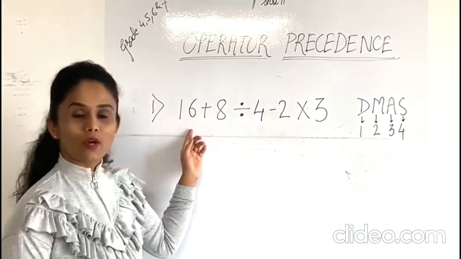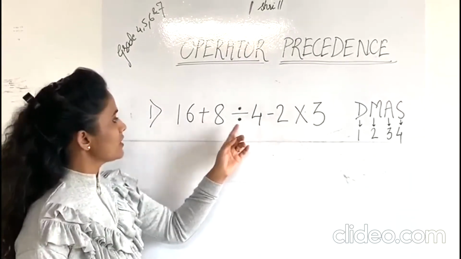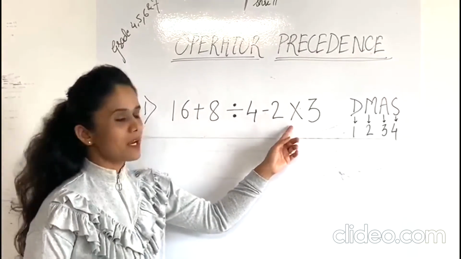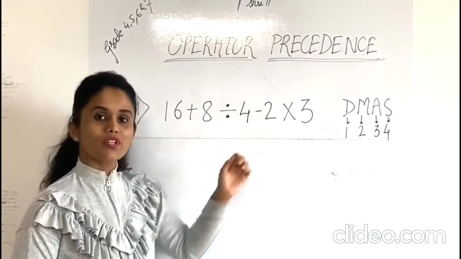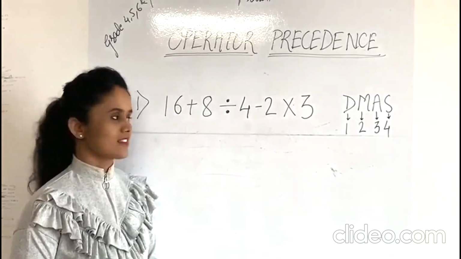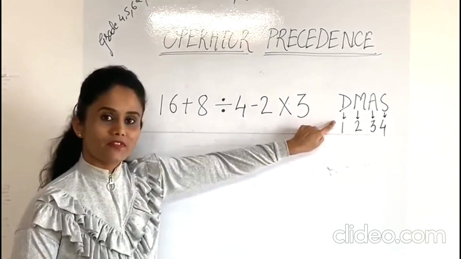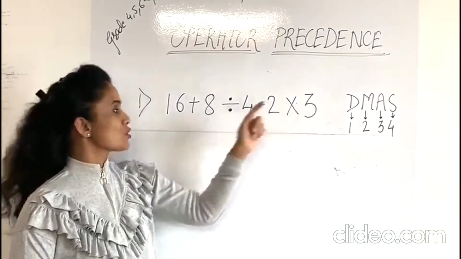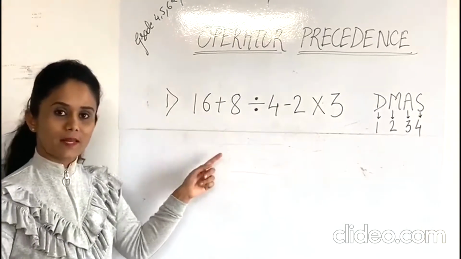This example has all the operations in it: addition, division, subtraction and multiplication. So which operation will you do first here? Yes, division, which comes first in the DMAS rule. So let's solve this example step by step.